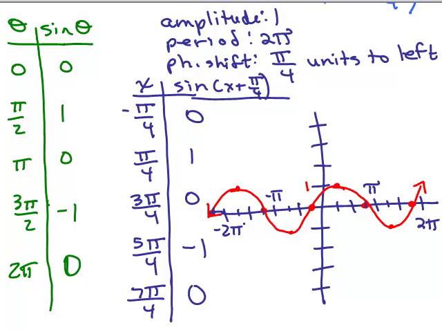And again, you could verify that these are the right ordered pairs. Negative pi over 4, 0. So you go negative pi over 4, 0. And then at pi over 4, you're going up 1. At 3 pi over 4, you're at 0, etc. So it's always good to verify at the end. All right, so that's the graph of y equals sine of x plus pi over 4.